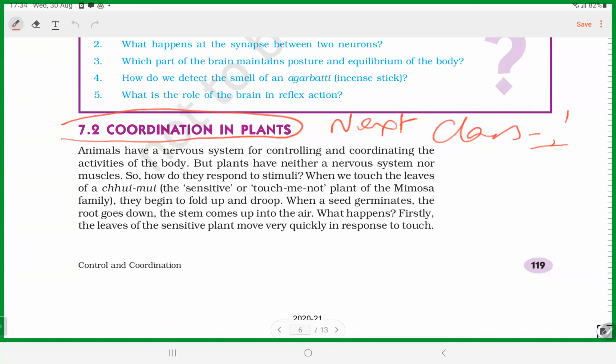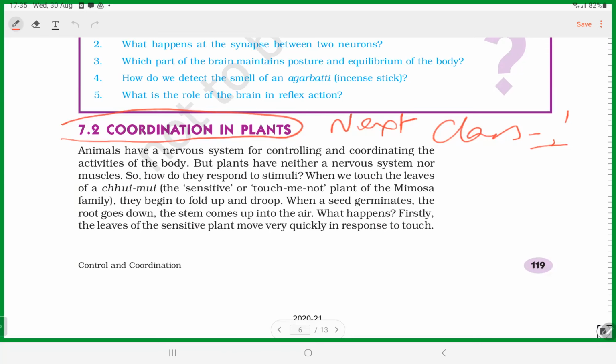When we started our discussion about control and coordination in animals, what movements did we consider as an important factor? In what way did we classify movements in our body? Voluntary movement, involuntary movement. Visible movement, invisible movement. Yes or no?